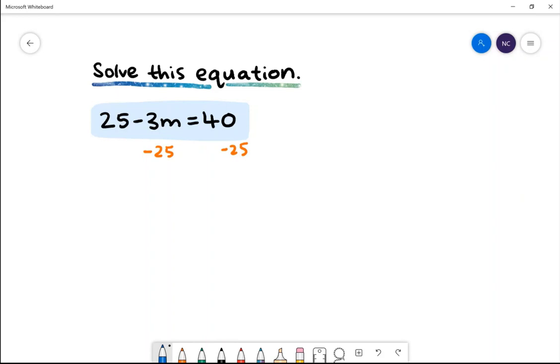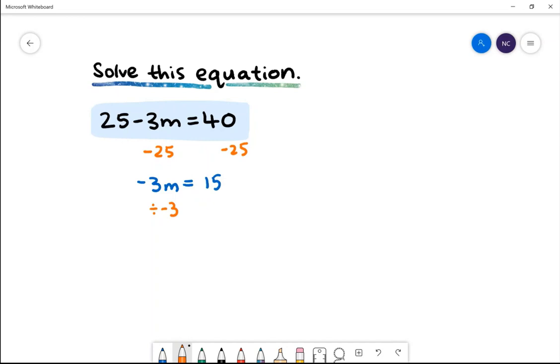On the left-hand side, we'll be left with negative 3m. And on the right-hand side, we'll be left with 40 subtract 25, which will give us 15. We have negative 3 multiplied by m on the left-hand side. We're going to do the inverse of multiplication, which will be division, and we'll be dividing by negative 3.